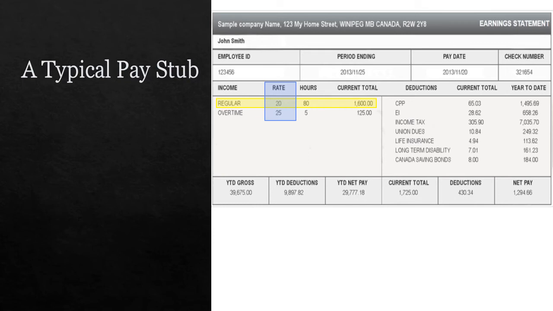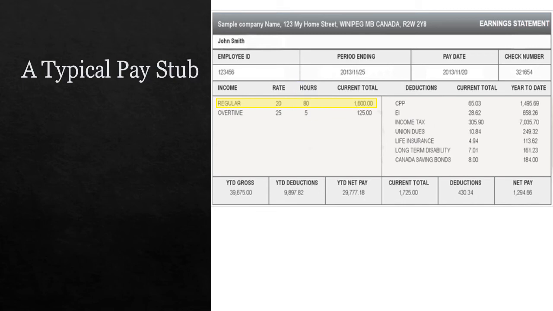Similarly, let's say we wanted to know about the number of regular hours John actually worked. Well, we would look at the regular row, and then we would look at the hours column. Again, it's just a question of lining up those two things and seeing where they meet. So here we can see he worked 80 regular hours. And below that, if we were curious about overtime, he worked 5 overtime hours.